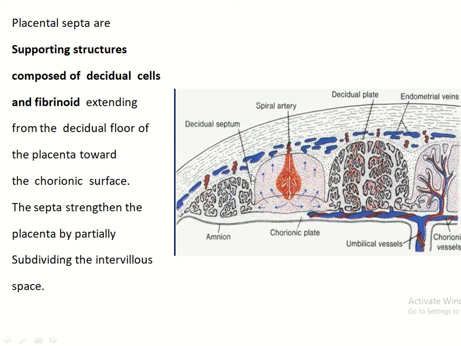This is the placental septa. The placental septa is a supporting structure composed of decidual cells. This is the decidua, the pregnant endometrium. This is the fetal side, this is the maternal side, and this is the decidual septa. It gives support to the chorionic villi.